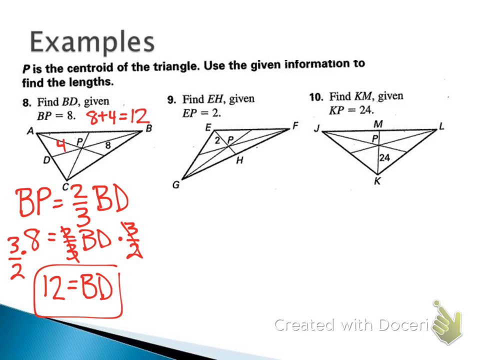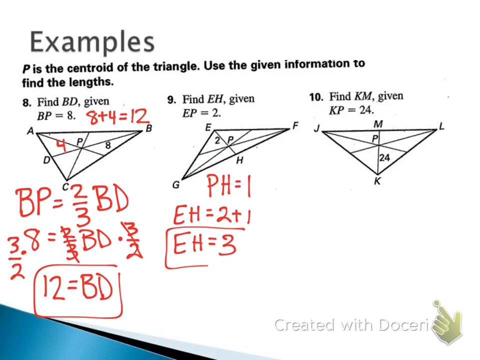So we are told that from the vertex to the centroid has a length of 2. We are asked to find the whole entire median. If EP has a length of 2, what's the length of PH? 1. So I can say that I know PH has to have a length of 1. It's half as long as the other piece. And how could I find the length of EH? 2 plus 1. We would have to add the two pieces together. So EH has a length of 3.